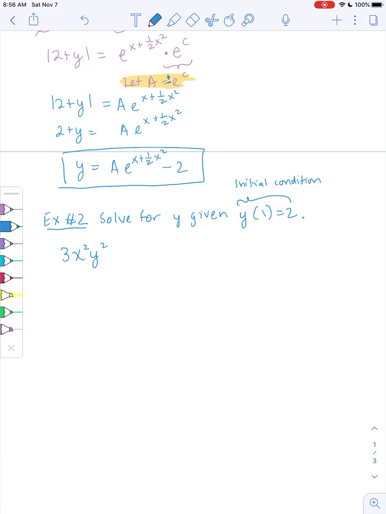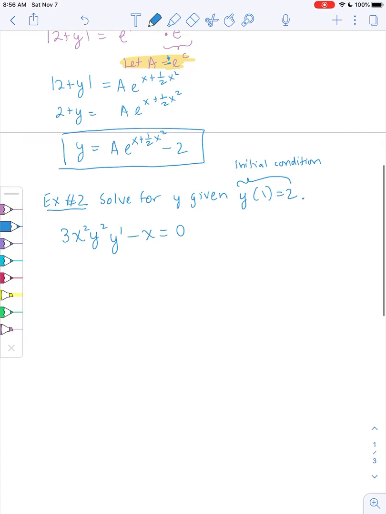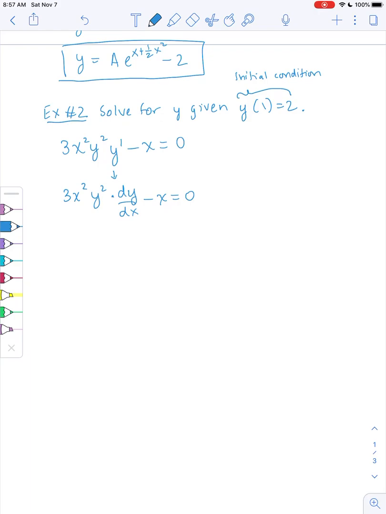So we see a more complex differential equation, 3x squared y squared y prime minus x equals 0. So the goal is to separate our x's and y's. Y prime, what I'm going to do with y prime is replace that with the differential dy over dx. So let's write that out as 3x squared y squared times dy over dx minus x equals 0. So if we go on to separate these two, we're going to go ahead and add x to the other side as our first step. And so when we do that, we get 3x squared y squared dy over dx equals x.